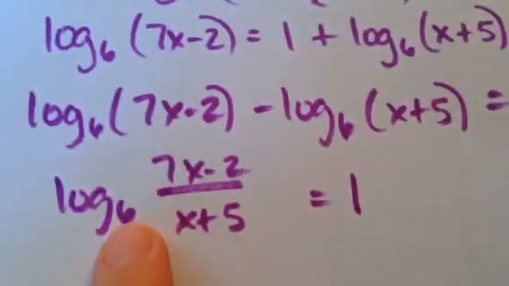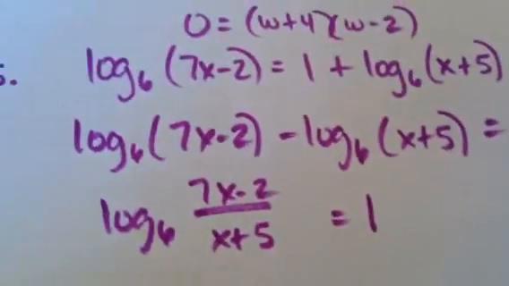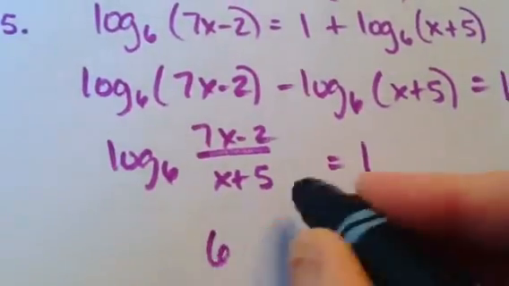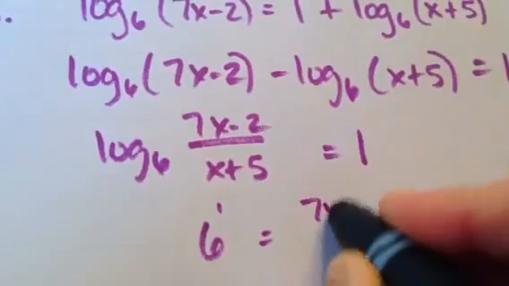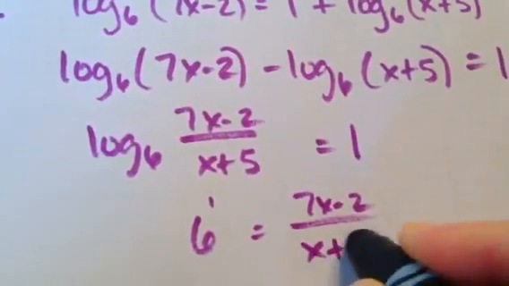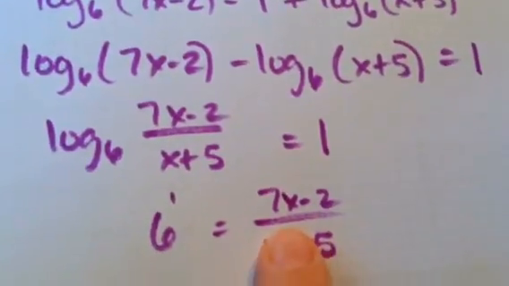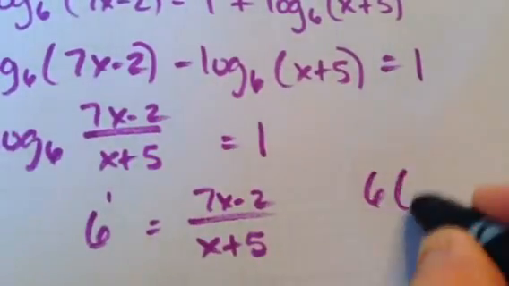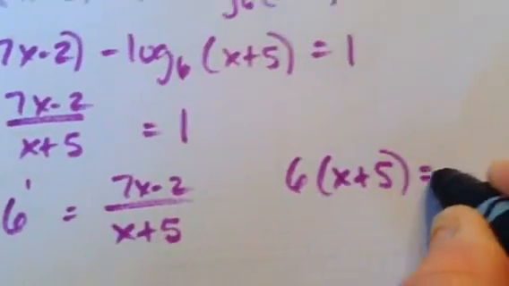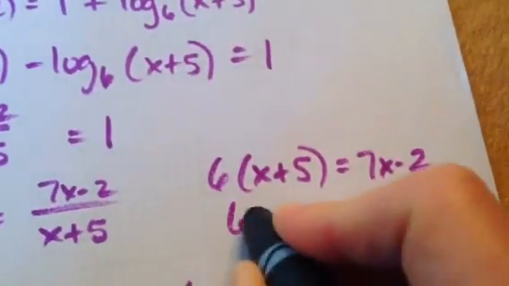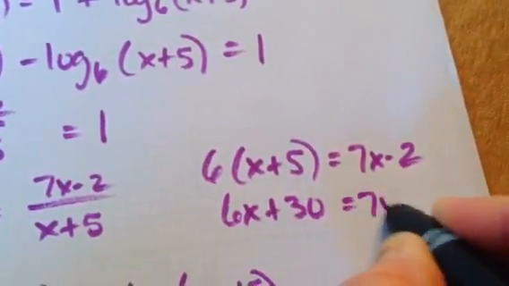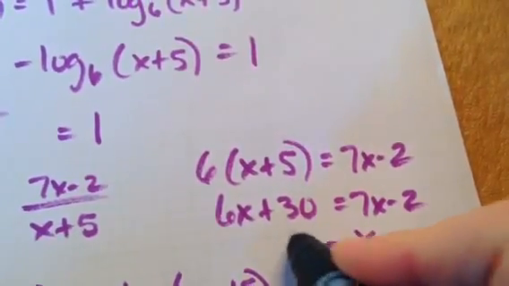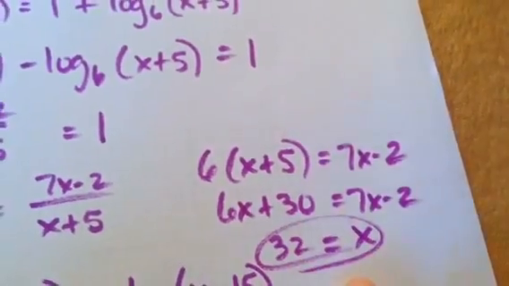Once you have 1 log, put it in exponential form. So it's going to be 6 to the first, which obviously is just 6, equals 7x minus 2 over x plus 5. I always like to get rid of fractions, so the opposite of dividing by x plus 5 is multiplying by x plus 5. And let's just solve that real quick. If I move my 6x over here, I'm going to get x. Move my 2 over here, I'm going to get 32. And that should be it.